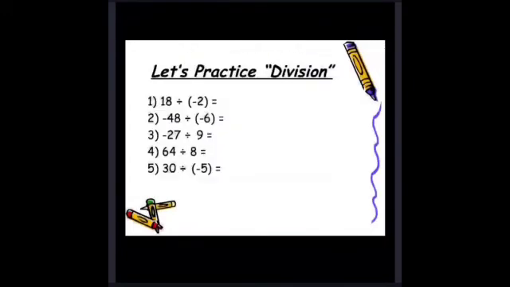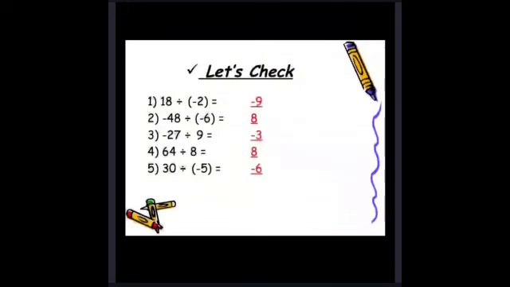Let us practice some questions based on division here. 18 is a positive integer. When it is divided by -2, a negative integer, you will get a negative sign. The answer is equal to -9. In the second example, both the numbers are negative, so the sign will be positive in that case. -48 divided by -6, you will get a positive sign and the answer will be equal to 8.